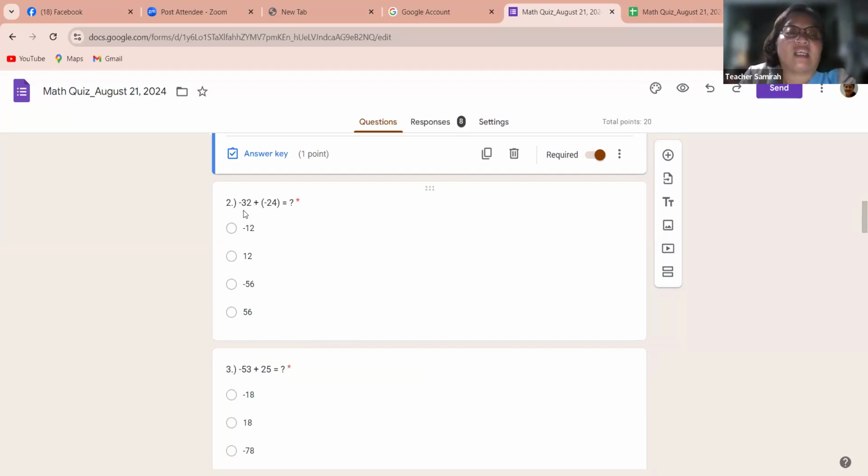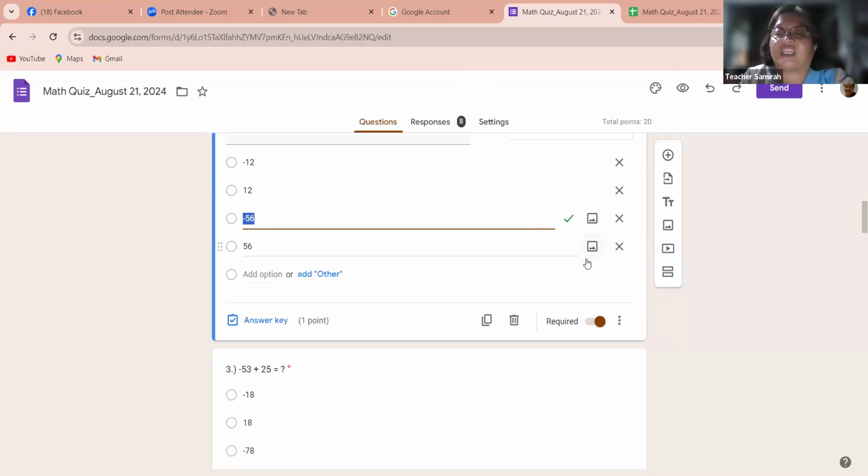Look at this. The two integers have the same sign, and the operation used is addition. So according to the rule, when you are going to add two negative numbers, the sum will also become negative. So what will be our answer? Negative 56. Very good. The correct answer is negative 56.